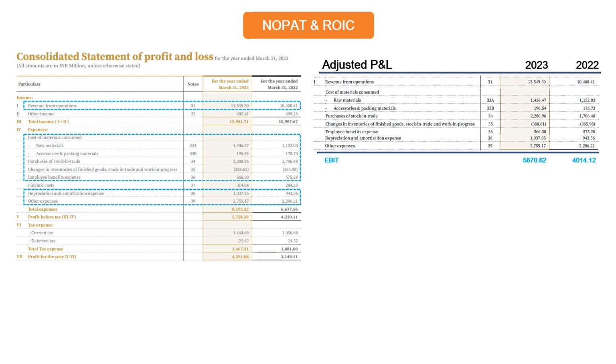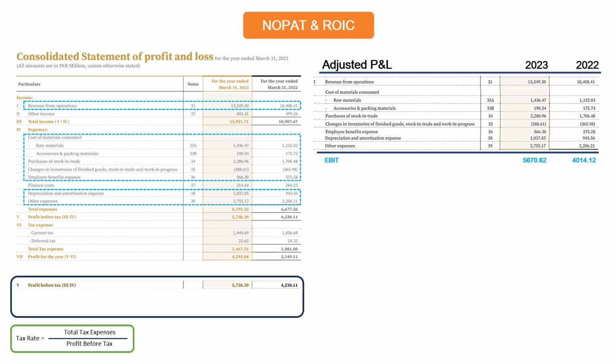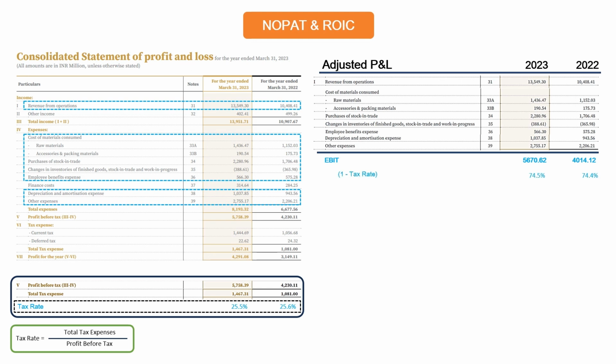So for 2023 our EBIT is 5670.62, and we need tax rate to calculate NOPAT. So how do we calculate tax rate? Tax rate is calculated by total tax expense divided by profit before tax. If we divide total tax expense by profit before tax, we'll get 25.5% tax for 2023 and 25.6% tax for 2022. Now 1 minus tax rate is 74.5% for 2023. Now we get the NOPAT of 424.62 for 2023.